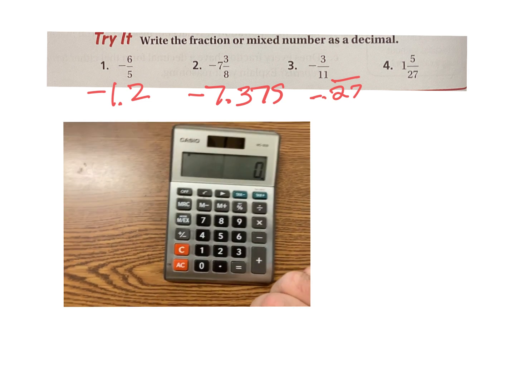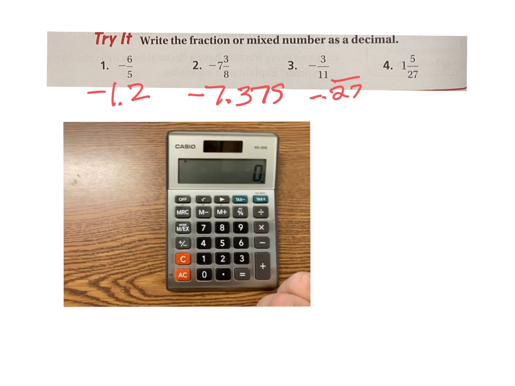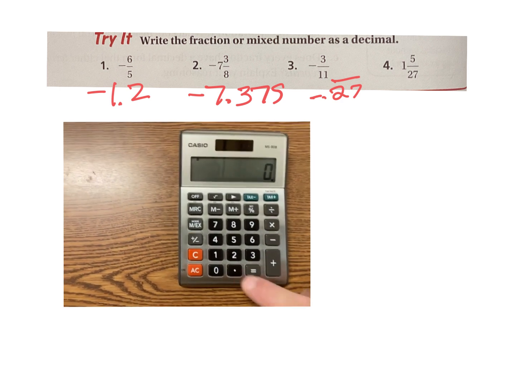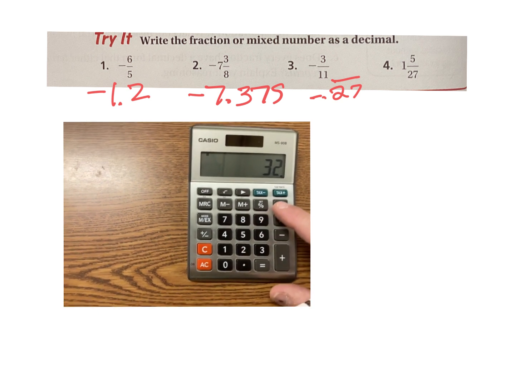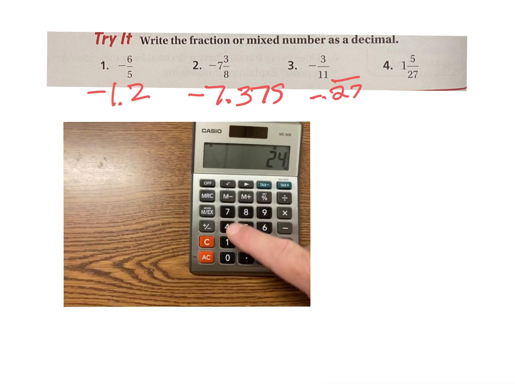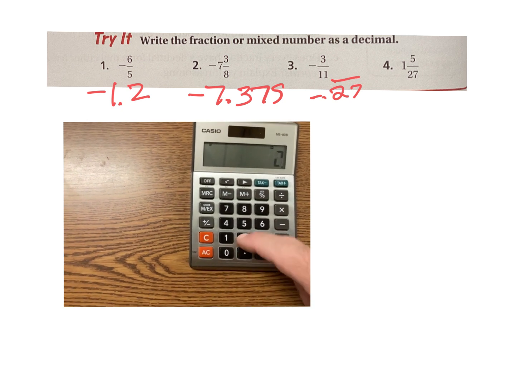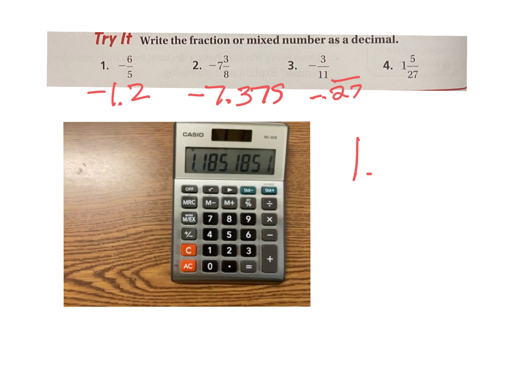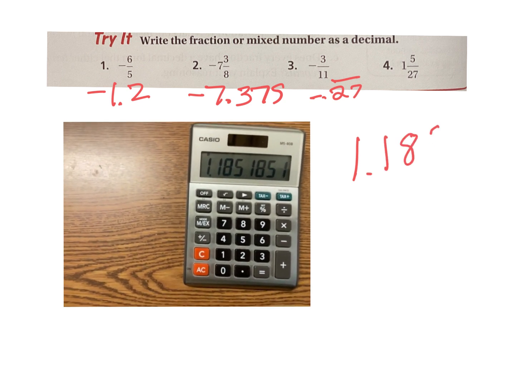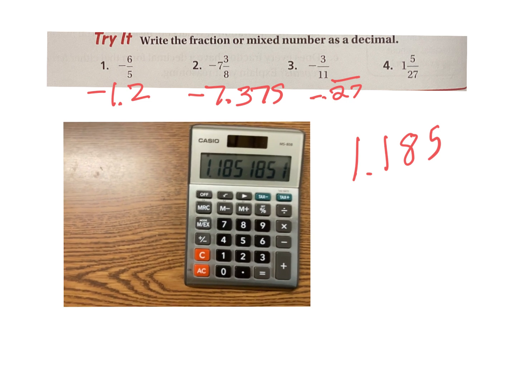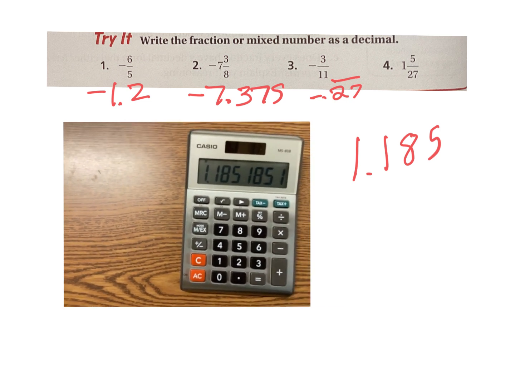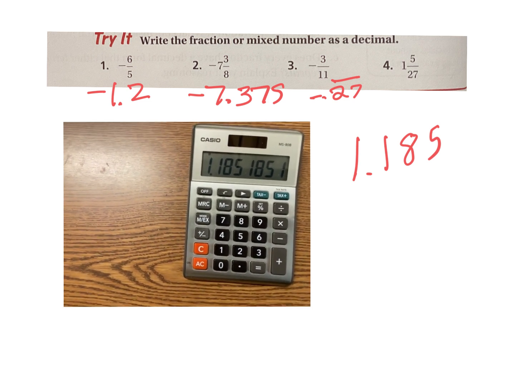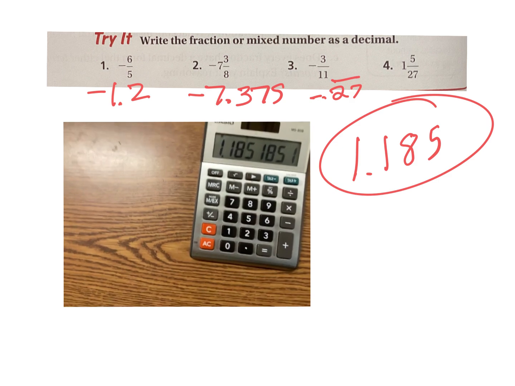Okay, now 1 and 5/27ths, I'm gonna take it into an improper. 27 times 1 plus 5 is 32, so I do 32 divided by 27, equals 1.185, the 185, and then you have another 185, and then it's just going to repeat and repeat and repeat. Okay, so that's what that is.